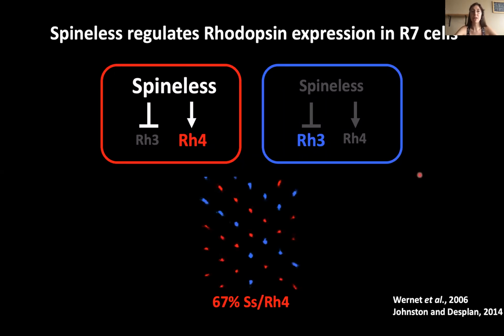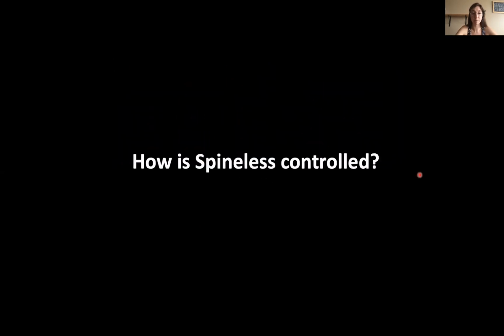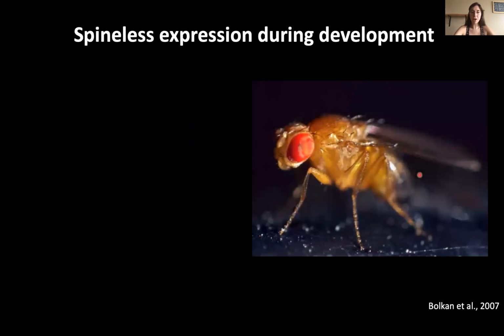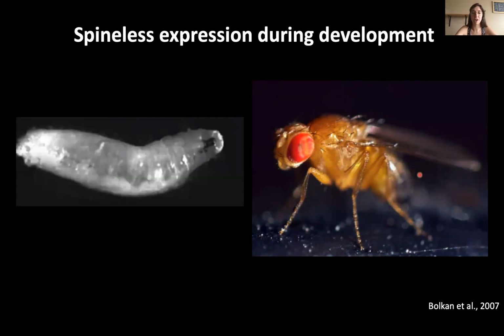This results in the mosaic pattern of the adult retina, in which about 67% of R7 cells express Spineless and rhodopsin 4. But how is stochastic Spineless expression controlled? In order to understand this terminal cell fate decision, we must first understand how Spineless is expressed during development.